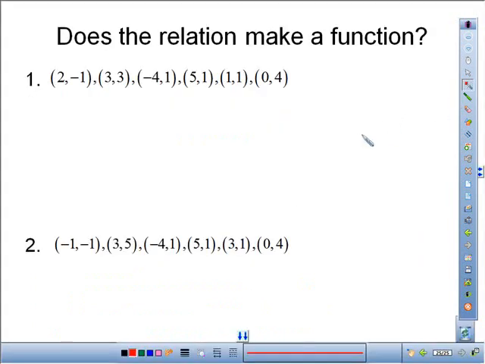So let's do a few examples here. So does the relation make a function? Right, so let's take a look at all the x values. 2, 3, -4, 5, 1, and 0. Right, it doesn't look like x ever repeats, so this is a function. Number 2 here, I notice 3 repeats, so this is not a function.